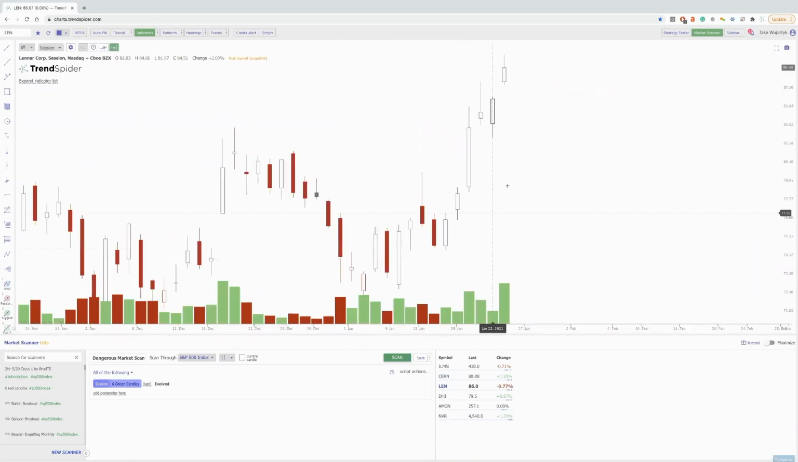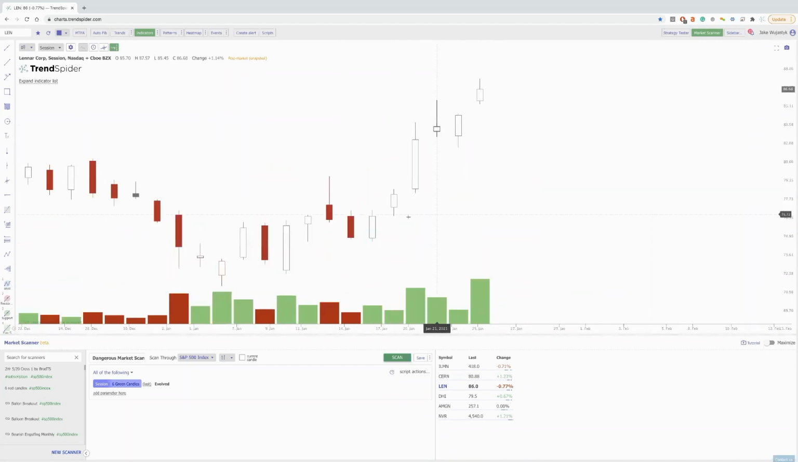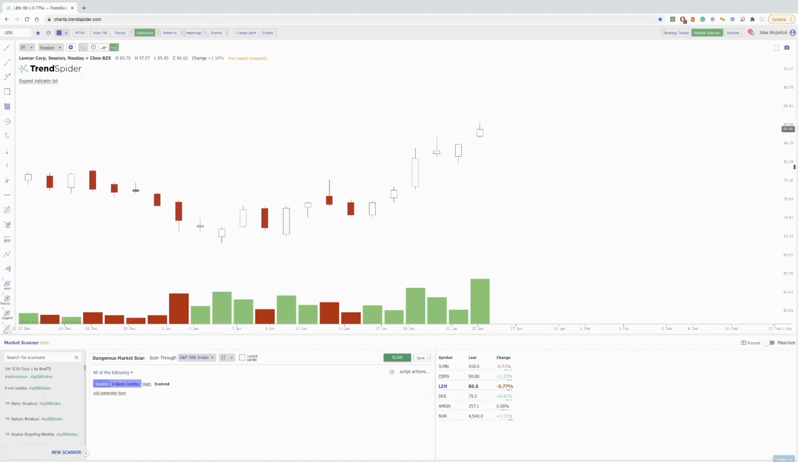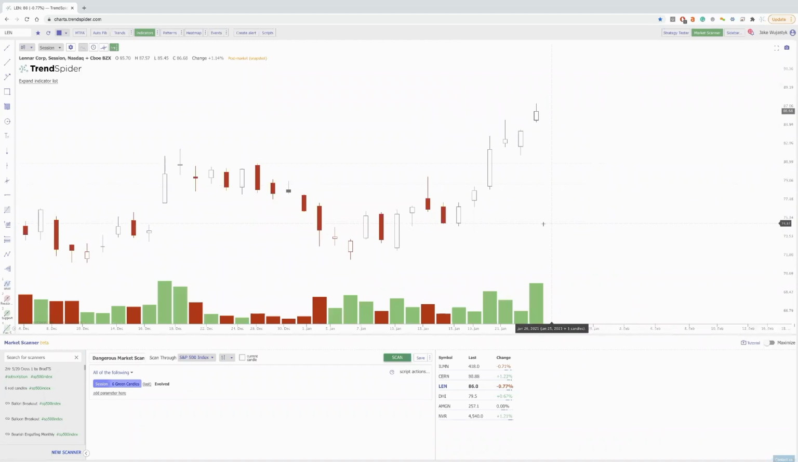Len is another example of this. This is more of a pretty solid one. This is just straight up 6 green candles in a row. But I just wanted to point that out if you are doing a scan and that type of result comes up.